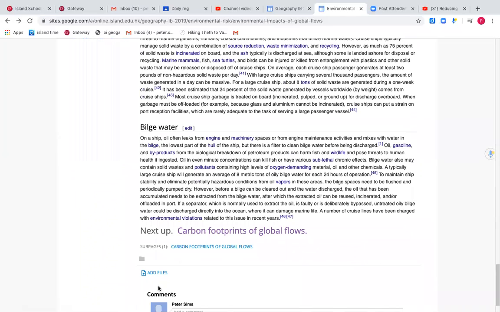Okay, in the next unit of work, in the next video, we're going to look at carbon footprints of global flows. We've already considered that the shipping industry has a comparatively tiny carbon footprint when compared to other forms of transportation.